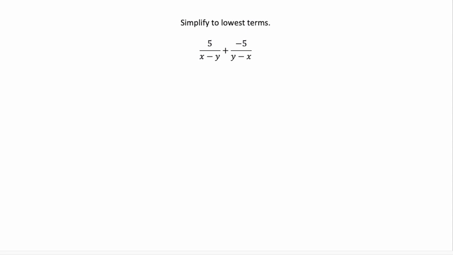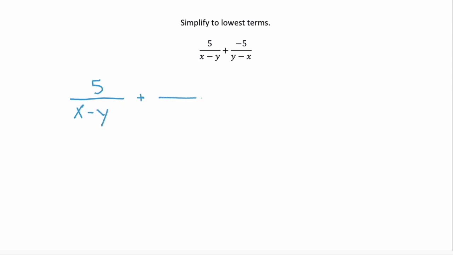Notice that we're adding these together. Since we're adding two rational expressions, we need to add them just like we would any other fraction, with a common denominator. And notice that these two rational expressions do not have the same denominator. So let's keep the denominator of the first one. We'll leave the whole thing alone.